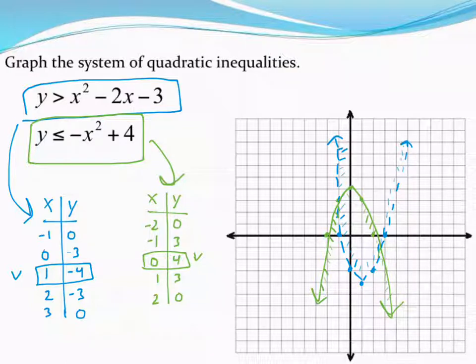And then I'm looking for where the two shadings overlapped. I can see that the section that got shaded twice would be this sort of pillow-shaped section right there in between the two parabolas. So go back and very darkly shade in that region. That would be my solution to the system. Any point I pick in that region would work in both parabolas at the same time.